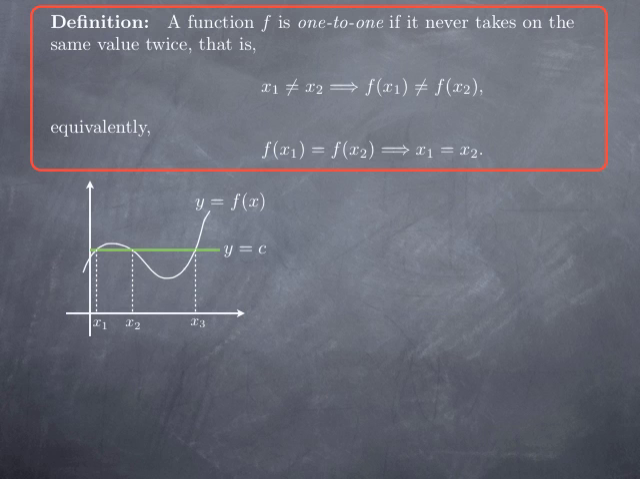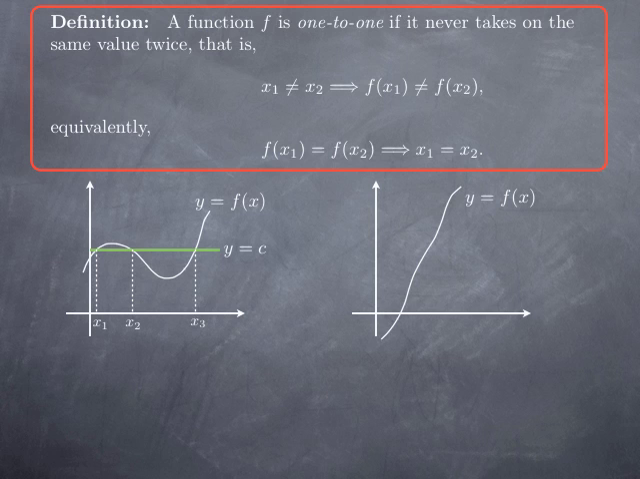If you plug these values in the function f, it's going to return c each time. In other words, f of x1 equals f of x2 equals f of x3, and in that case equals c. So that means I have several x values that are sent to the same y value. In other words, this is not a one-to-one function.